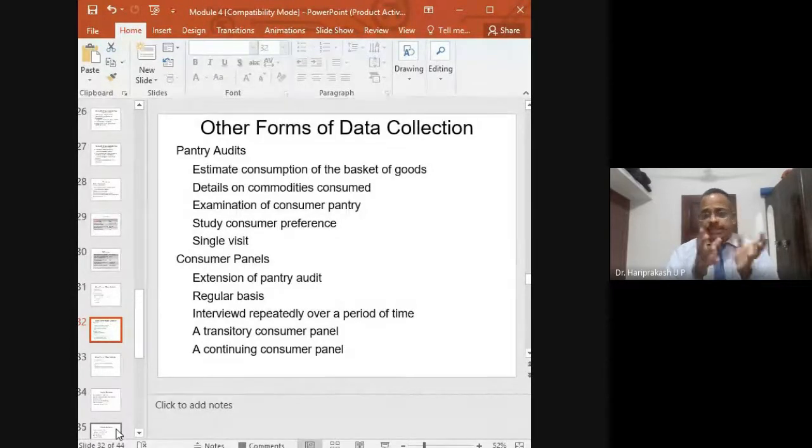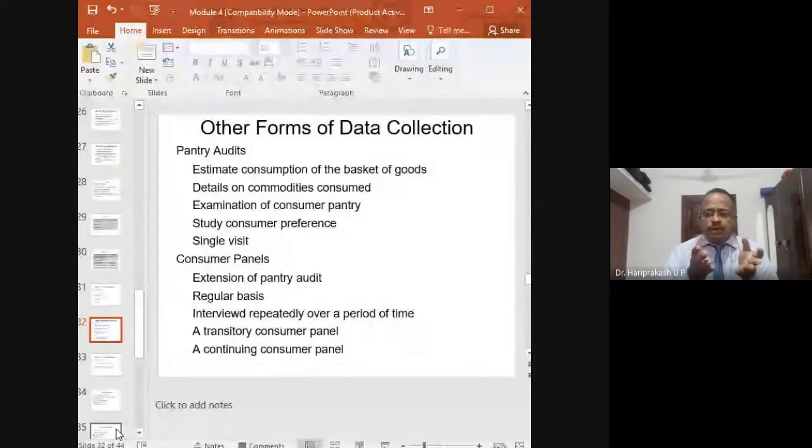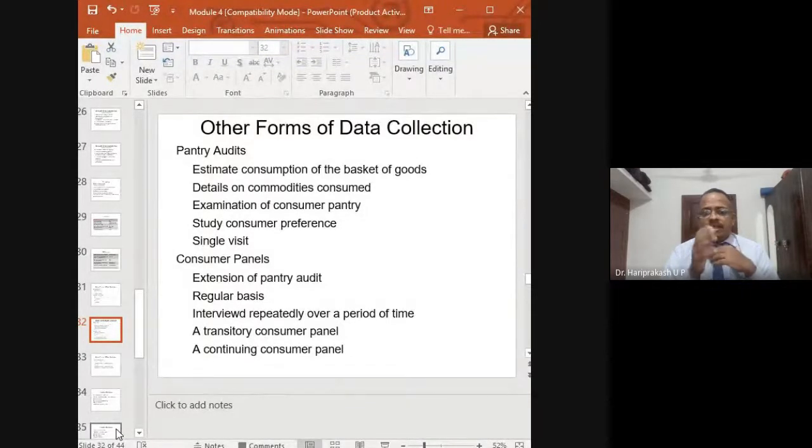So a visit to the houses and a study of what different products are purchased by the customers can be done through observation. So what they do is estimate the consumption of a basket of goods. Basket of goods means the different products that are bought by a customer at once, different products in one visit. So they want to study it. They can visit the storeroom of the house and study that. They need not give a questionnaire and ask. They're just observing and collecting the data.